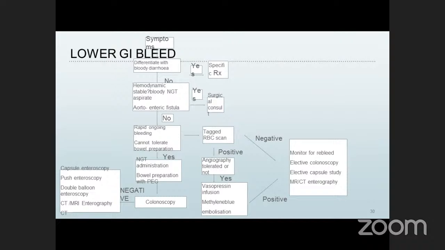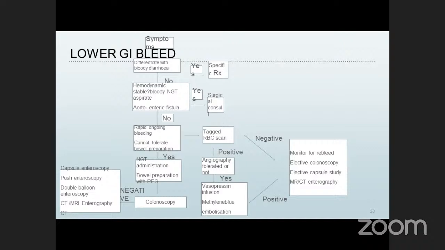needs to be initiated. So then one has to evaluate whether the patient is hemodynamically stable or not, and put in an NG tube and find whether there is any bloody aspiration from the NG tube. Or if the patient is presenting with a history of aortoenteric graft surgery, then always suspect aortoenteric fistula, in which case a surgical consult is to be given.